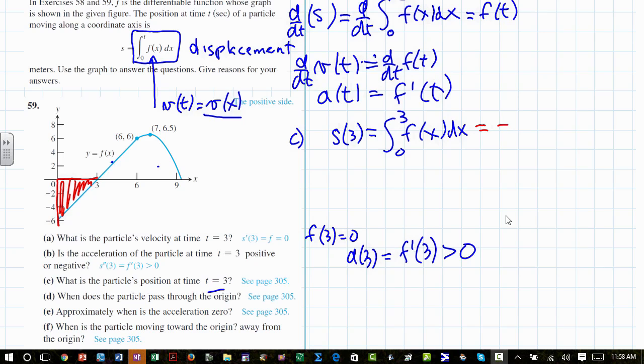It's a triangle that has a base of 3 and a height of, no, just 6. So negative 1/2, 3 times 6, negative 9. Do we have any units here? Yeah, meters.